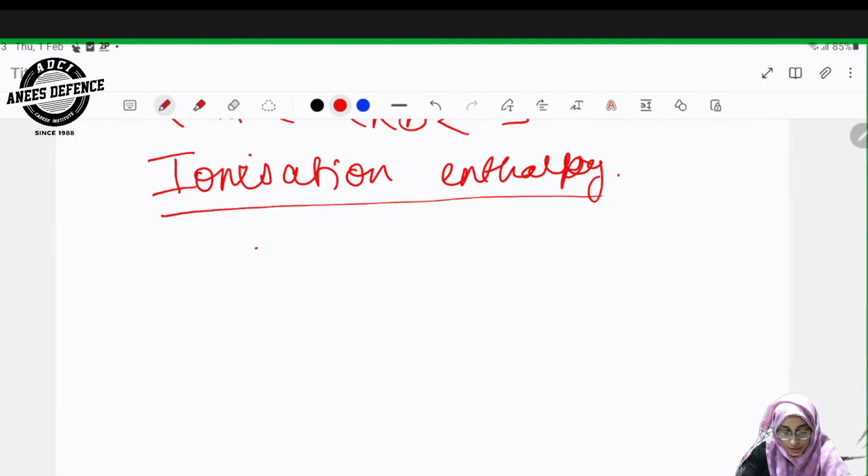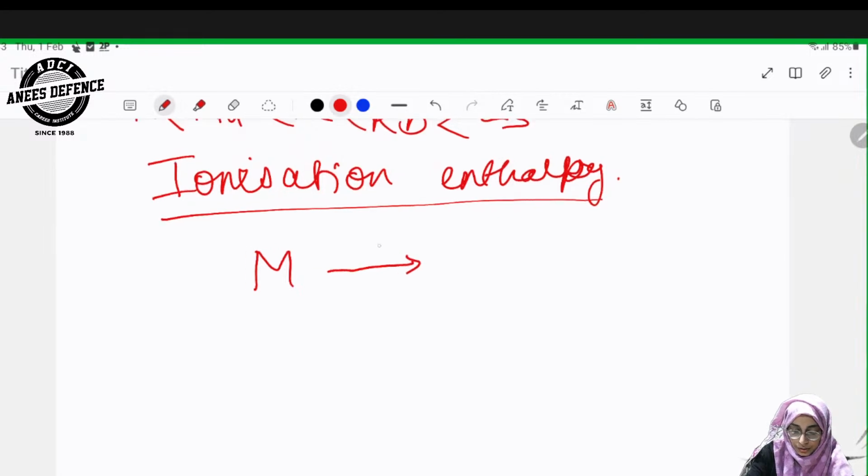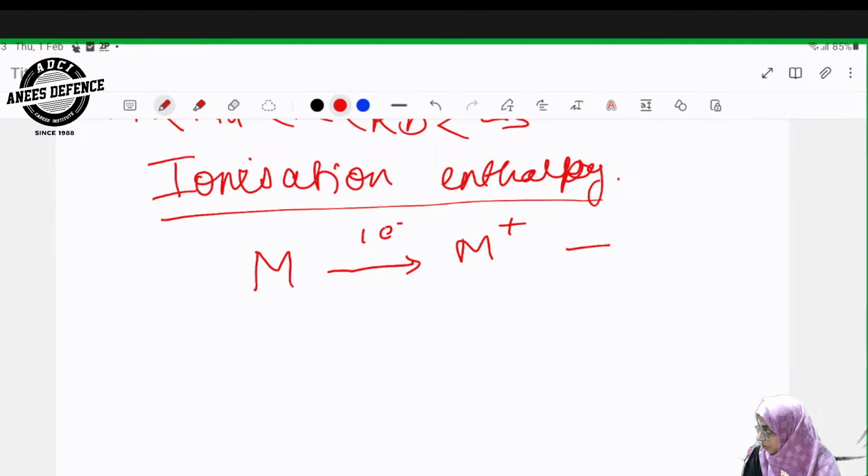Suppose this is an atom M. What is the ionization enthalpy? One electron is removed, it becomes M plus. So this is the first ionization enthalpy. Ionization enthalpy is the energy required to remove the last, most loosely attached electron. So suppose M is an atom, we lose one electron, it becomes M plus. This is known as the first ionization enthalpy.